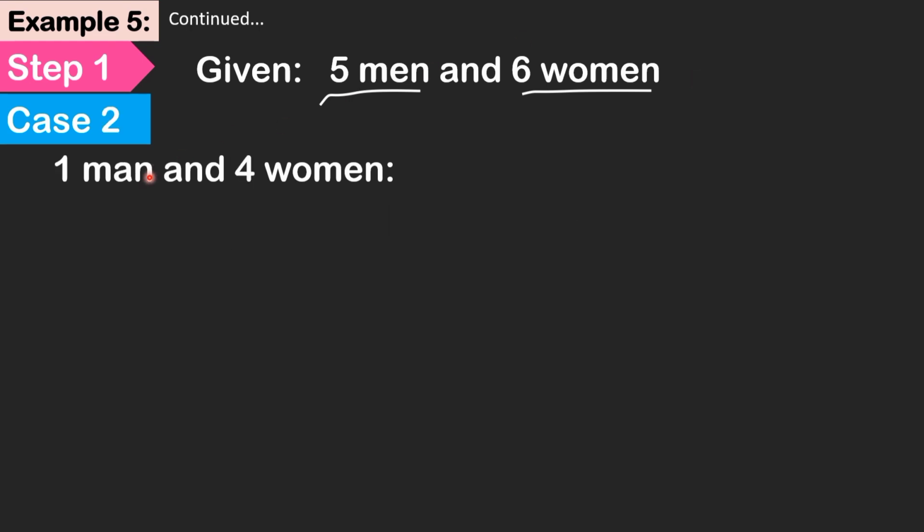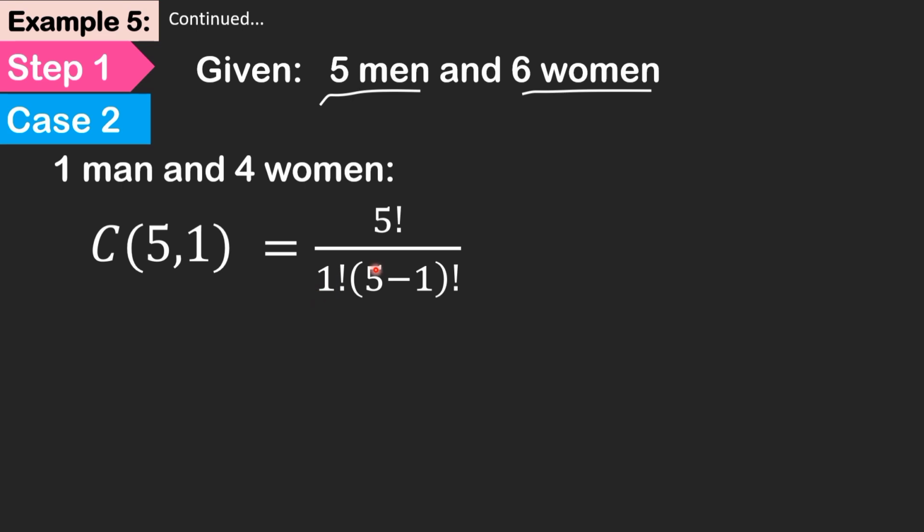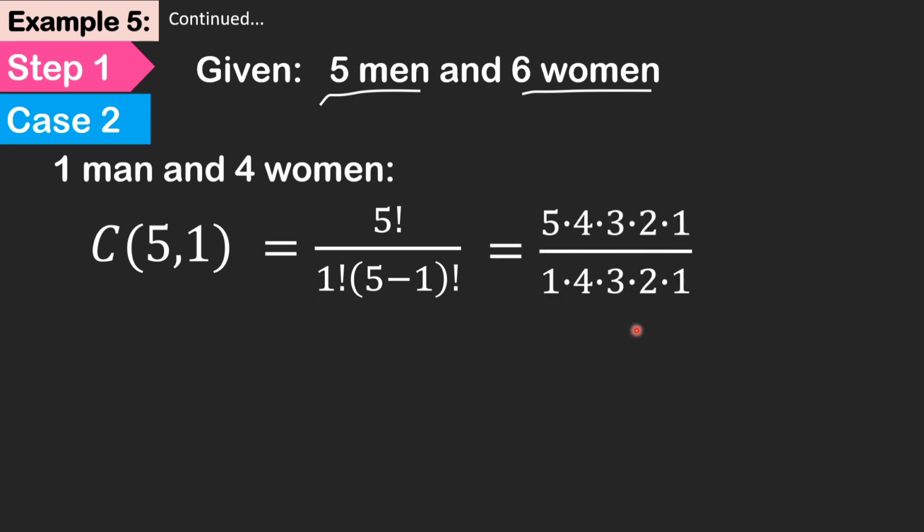Case 2, 1 man and 4 women. Choose 1 man from the 5 men available. Combination of 5 taken 1 at a time. Substitute the n and r to the combination formula. Then expand, simplify by cancellation. Then there are 5 ways to select 1 man from the 5 men.